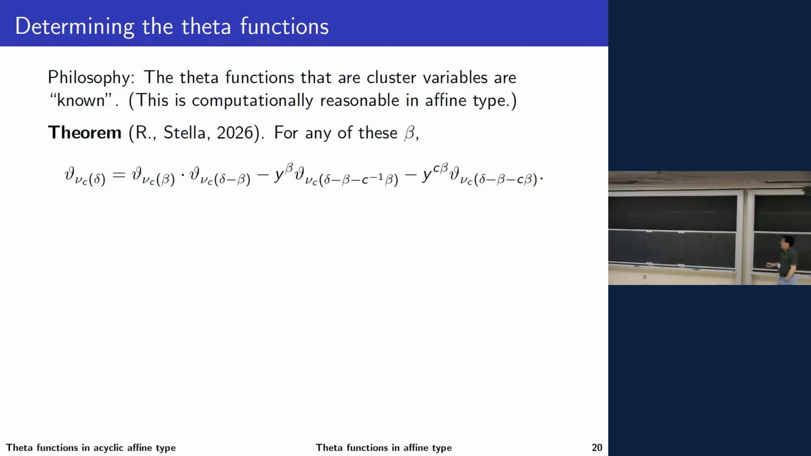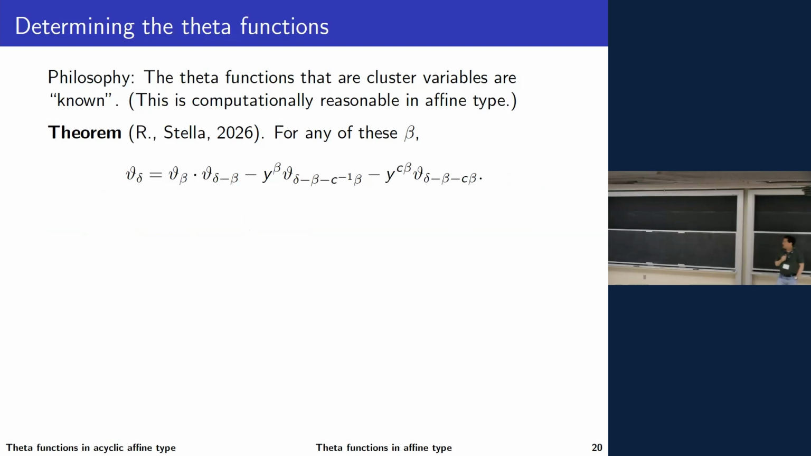Okay, so here's the theorem. It says that if I want to know the theta function for this imaginary, that's the shortest vector in the imaginary ray, nu sub c of delta, I'm supposed to multiply together these 2 theta functions, and then I'm supposed to subtract off some coefficients times other theta functions. Is it okay though if I just leave out the nu sub c's again?